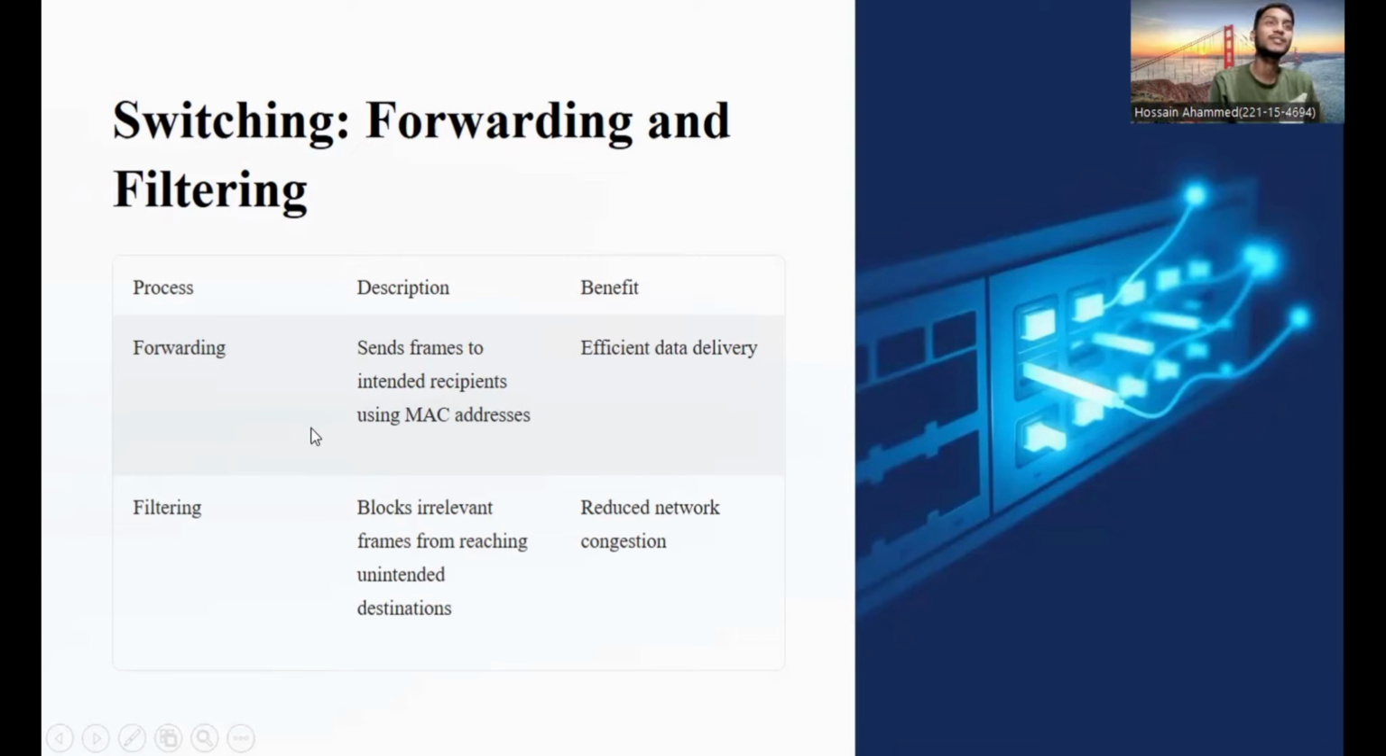Here we see the switching process for forwarding and the filtering process also. Here I divide the process in three portions, that is process, descriptions, and benefits. In the forward process, it basically sends frames to intended receptions using MAC address, and its benefit is it is efficient for data delivery. And the filtering process basically blocks the irrelevant frames from reaching unintended destinations, and it also reduces the network congestion.